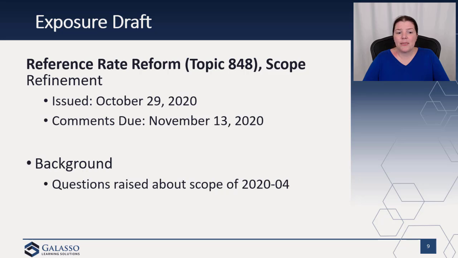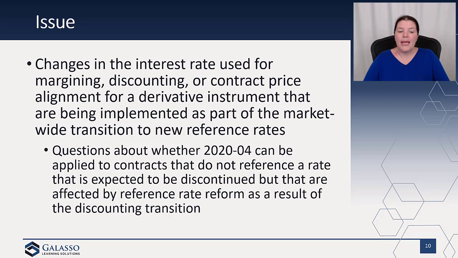The next exposure draft that we're going to talk about today is related to reference rate reform. So ASU 2020-04 is there to help entities when LIBOR goes away, reduce cost and complexity. Now it specifically says when you're going through that in 2020-04, it has to be applied to those contracts where the rate is being discontinued.